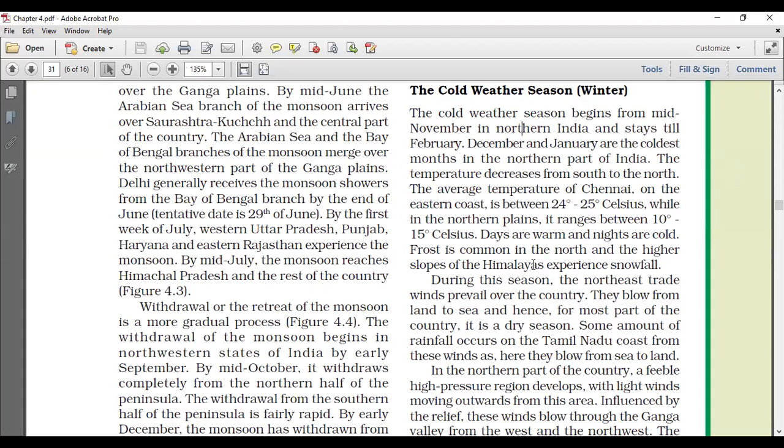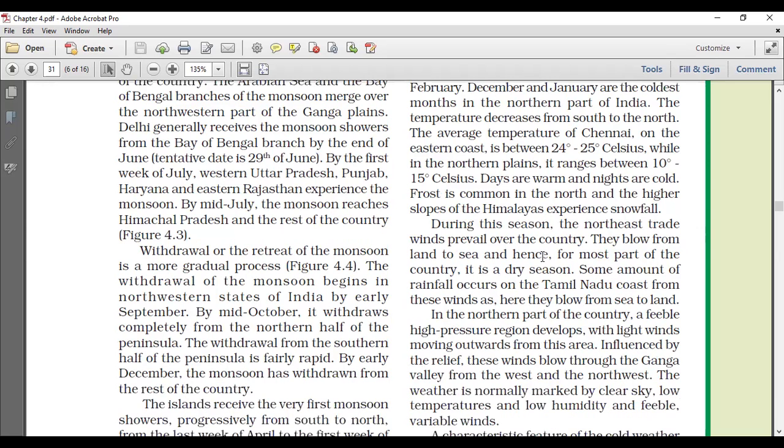Days are warm and nights are cold. Frost is common in the north, and the higher slopes of the Himalayas also experience snowfall. The northeast trade winds prevail all over the country in this season, and these winds blow from land to sea. Most parts of the country also experience a dry season. Next, the weather is marked by clear skies, low temperatures, low humidity, and weak variable winds.